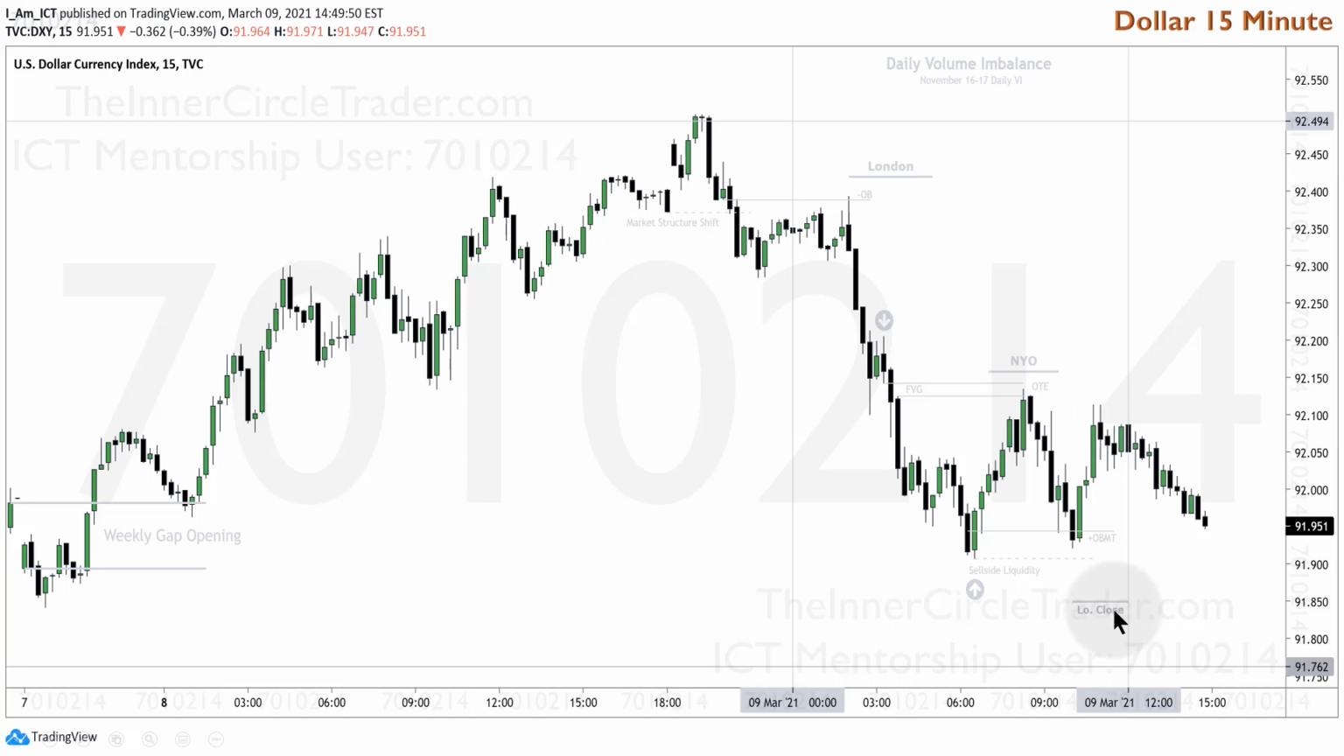And we have sell side liquidity pool resting, relative equal lows, traded back up into and potentially lower. The London close was really of no importance today. The high forming ahead of New York midnight. You want to look at the November 16th and 17th daily volume imbalance on the dollar index, and it'll be brought up in the midweek review.